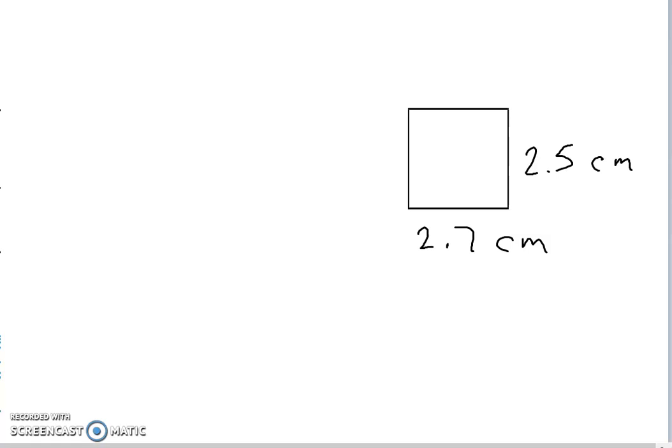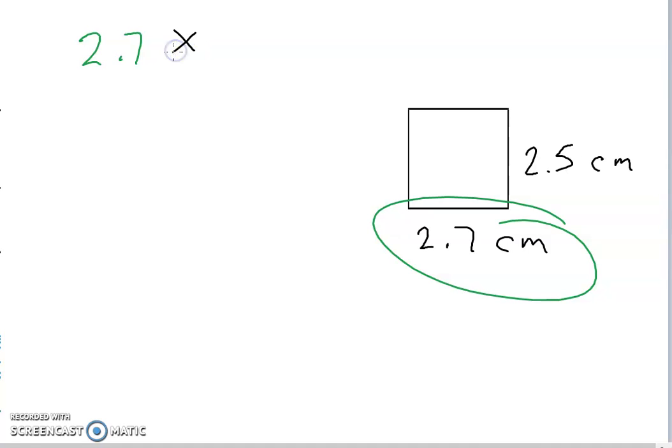Alrighty, so this final one is like the third one in the first row. Both sides are decimals. So my base is going to be 2.7 times my height, which in this case is 2.5. Now, when you do decimal multiplication, you ignore the decimal points at first, and then you reinsert them later. So you do not have to line them up.